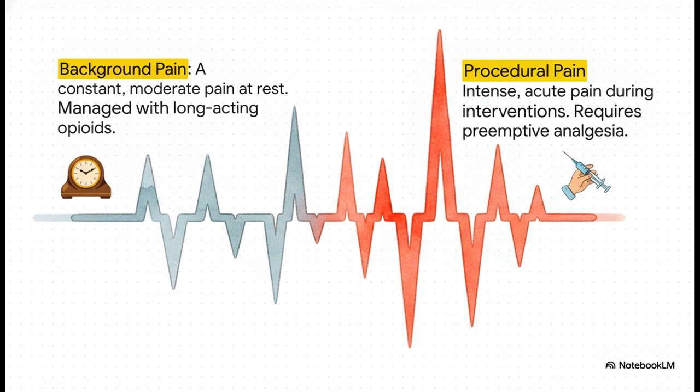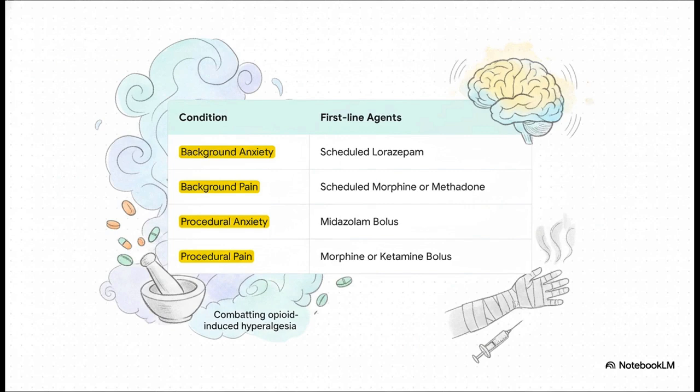But then, on top of that, you have procedural pain. This is the excruciating, severe pain that happens during interventions like daily dressing changes. And this requires a completely different approach. Preemptive, potent, short-acting analgesia. So a successful strategy has to be multimodal, as this table illustrates quite well.